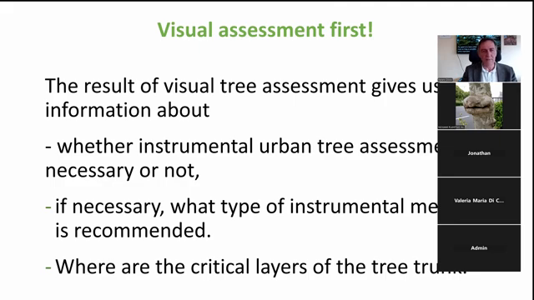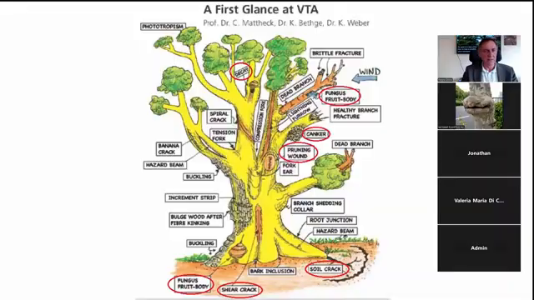As you know, the evaluation of trees always starts with visual assessment. The result of the visual tree assessment gives us information about whether instrumental urban tree assessment is necessary or not. Most of the time, visual assessment alone is enough, but not all the time. If necessary, it tells us what type of instrument is needed, and what the critical layers of the tree are that we need to investigate. This is a well-known image by Klaus Mattheck and colleagues.